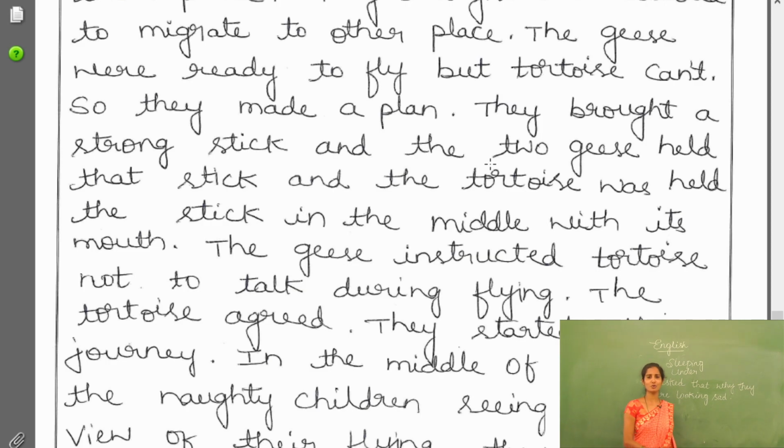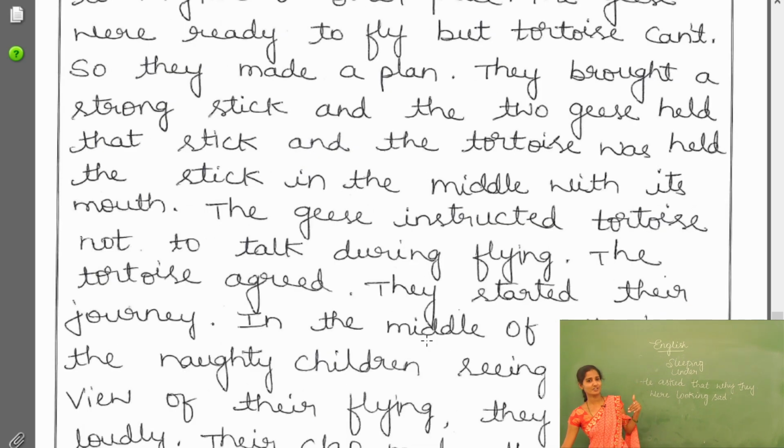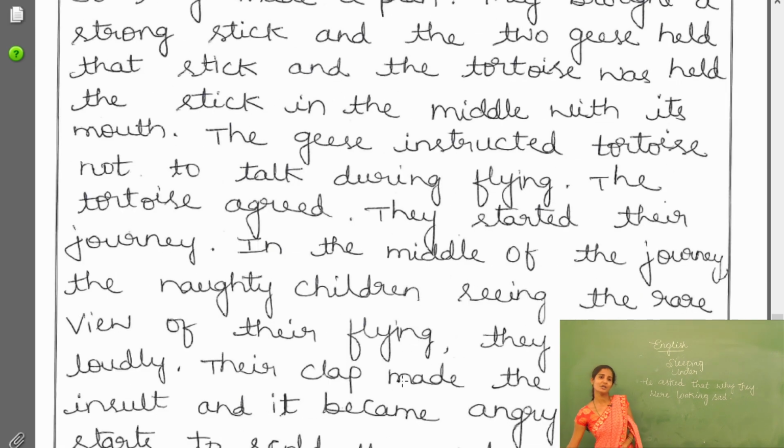And of course, you all know geese, what they could do. They could fly, but the tortoise can't. And they made a plan. They brought one stick. They decided to hold that stick. The two geese held that stick, and the tortoise held the stick in the middle with its mouth. The geese instructed the tortoise not to talk during flying, and they started to fly.